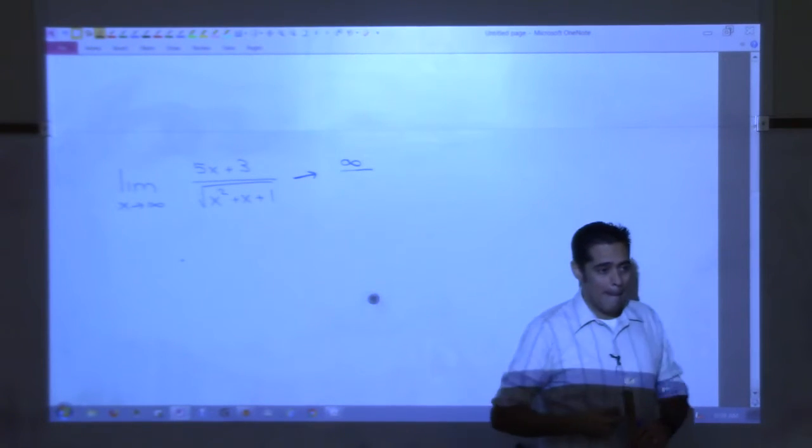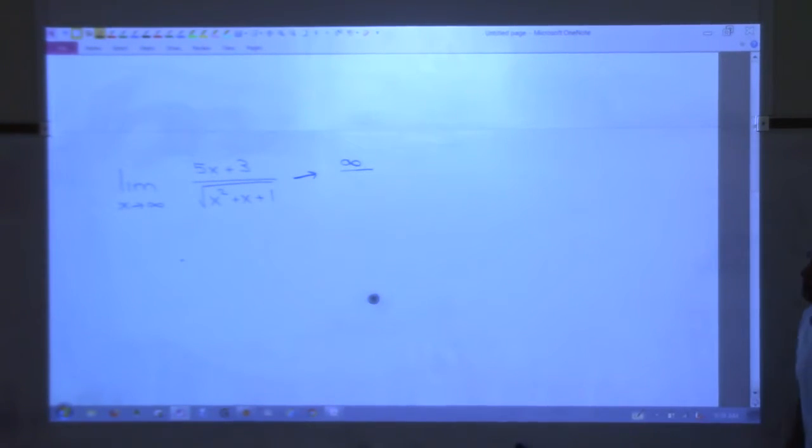Was there a question? Yes. Wouldn't the denominator be a plus minus since it's a root? Oh, that's a good question. What do y'all think?